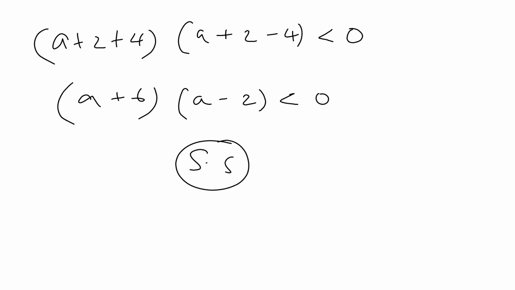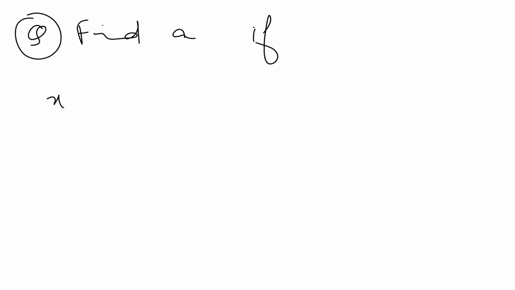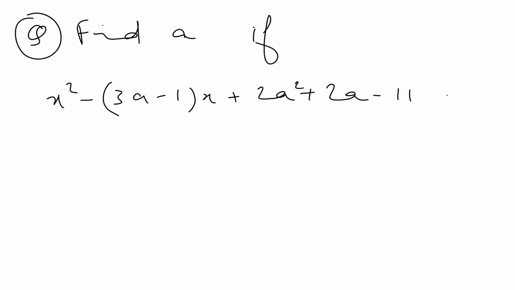One extra problem, you can copy it down. I'm not solving this. You can copy the problem. I'll just give you the question. You can practice it at home. Find A if x square minus (3a minus 1) x plus 2a square plus 2a minus 11 is always positive. So solution I'm not giving, you can just solve this. You can copy the question, solve it at home for practice.